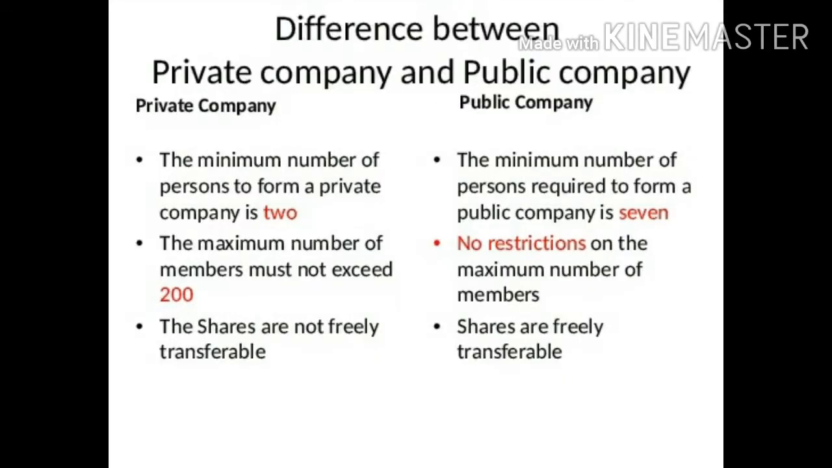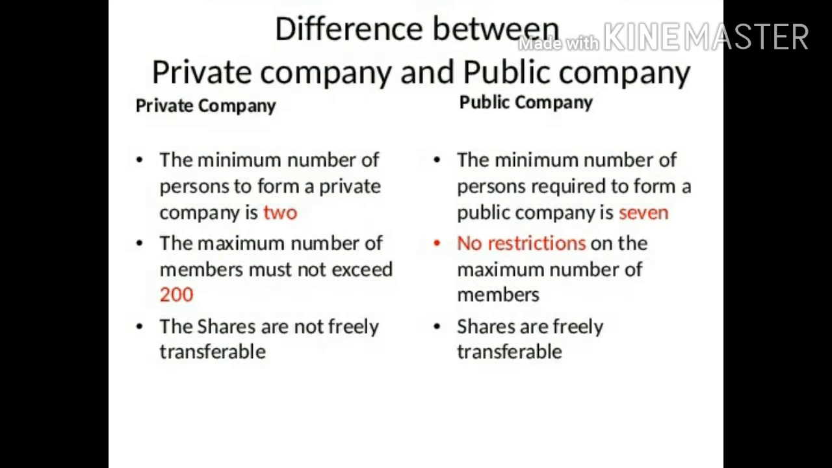The first difference between the private company and public company is about the minimum number of persons required to form. The minimum number of persons to form a private company is 2 and the minimum number of persons required to form a public company is 7. The next difference is about the maximum number. The maximum number of members is 200 in the case of private company, and there is no restriction on the maximum number in the case of public company.